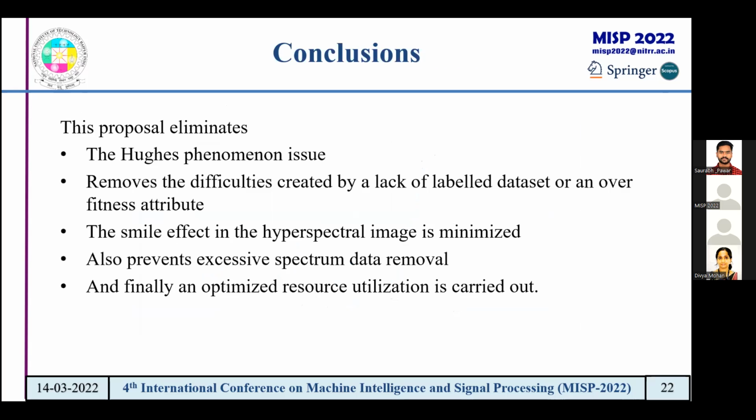So, as a conclusion, this proposal eliminates the Hughes phenomenon, which is nothing but different correlated information in a single pixel, and removes the difficulties created by a lack of labeled data sets. The distortion due to the smile effect can be minimized, excessive spectral data removal can be prevented, and optimized resource utilization is also carried out.